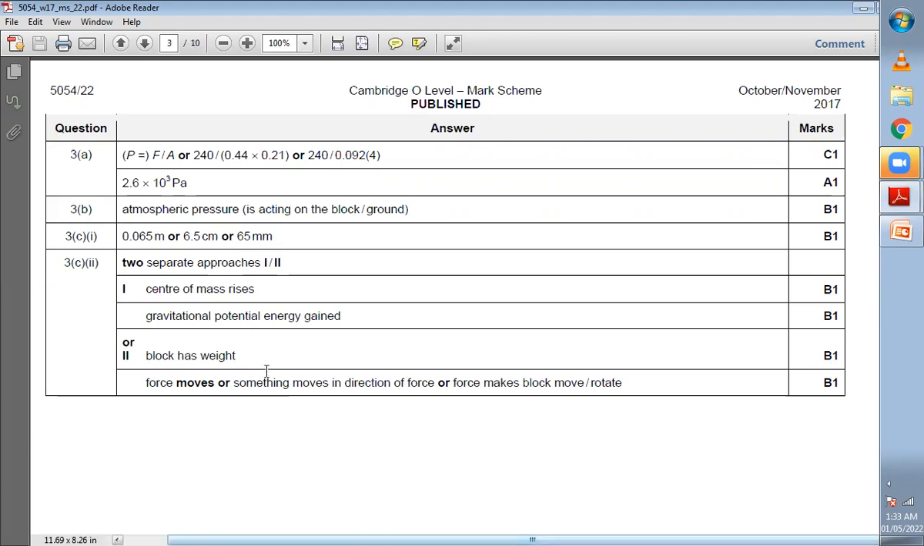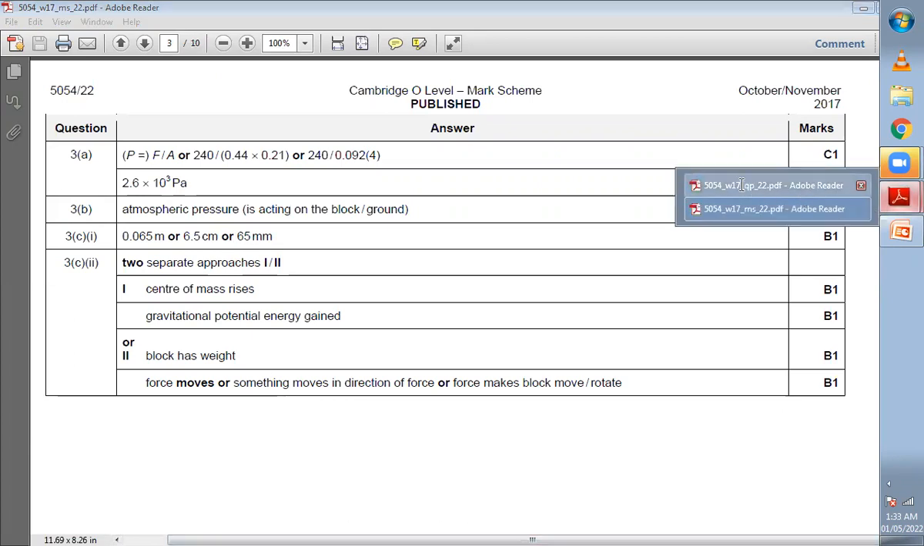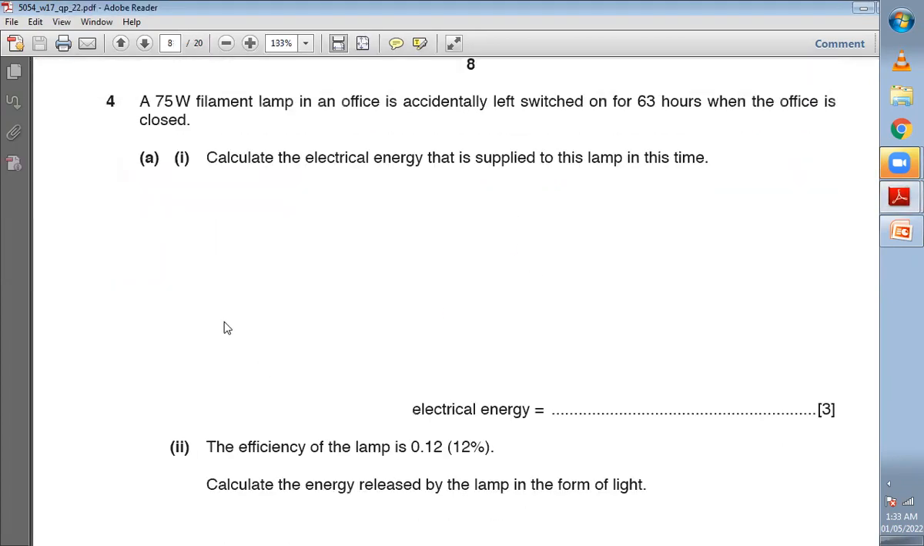So let's move to the next question. A 75-watt filament lamp in an office is accidentally left switched on for 63 hours when the office is closed. Calculate the electric energy that is supplied to this lamp in this time.